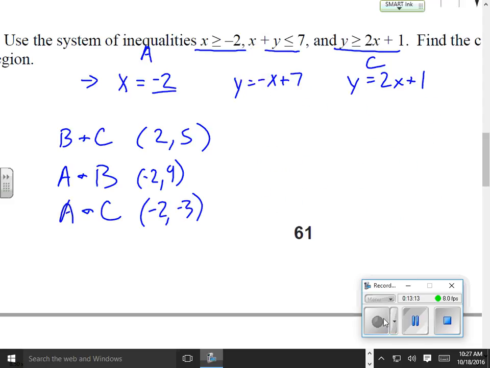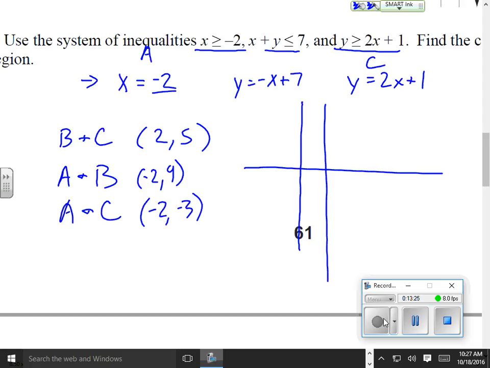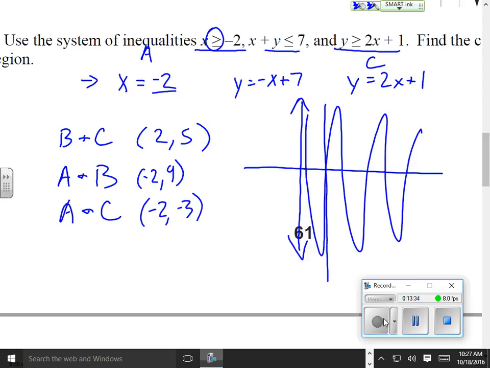Now, just to prove that this looks like what it's supposed to, I'm going to draw a rough graph. And the line x equals negative 2 looks like this. And we want an inequality, which means we're going to shade x greater than negative 2. So that means we would be shading this way. In green, I'm going to do negative x plus 7. Here's 7. And so negative x plus 7 would look like this. And so we're going to shade below on that one. So it would be down here.